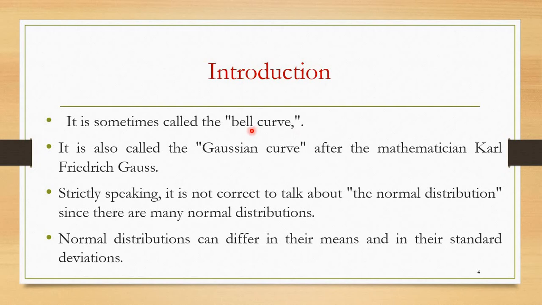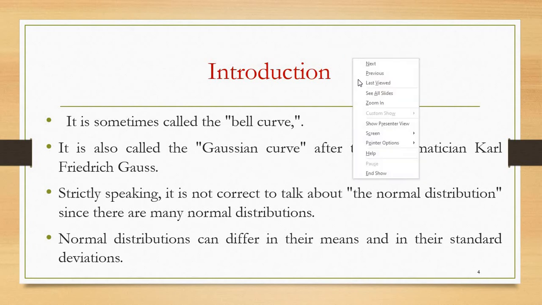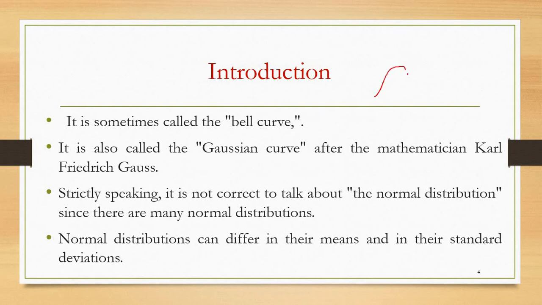As you are familiar with the shape of the bell, it is something like this. This is not the perfect one, but it is something like this. This is the shape of the bell, and basically this curve shape is called the bell shape. So normal is also called the bell curve. It is also called the Gaussian curve after the mathematician Carl Friedrich Gauss.